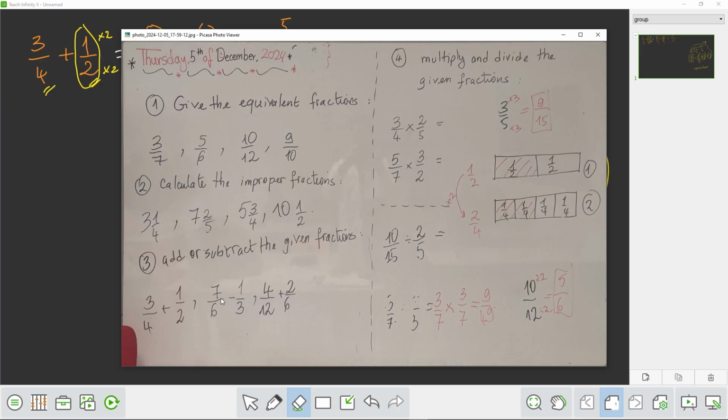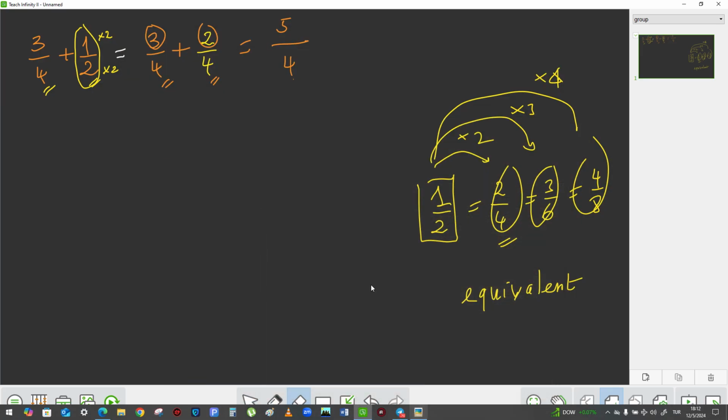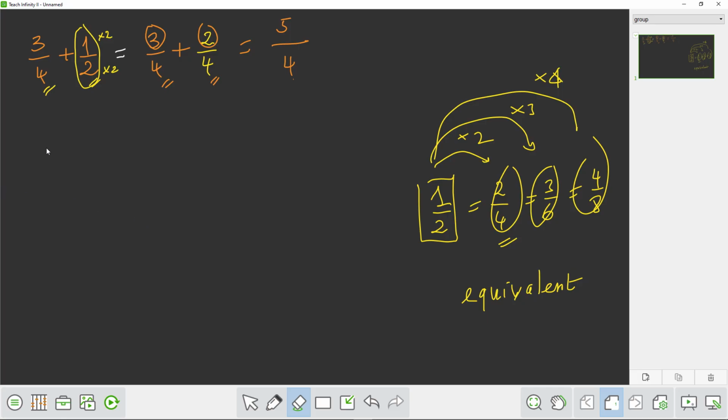Now, the other one, 7 over 6 minus 1 over 3. Now I need to bring this one and find the equivalent, so I'm going to multiply by 3. Is it 3? If I multiply by 3, it becomes 9, which is not the same as 6. It will be complicated. All I need to do is multiply by 2, because 3 times 2 is 6, and they will become the same. Multiply by 2 up and down, because you're looking for the equivalent. So 7 over 6 minus 2 over 6.